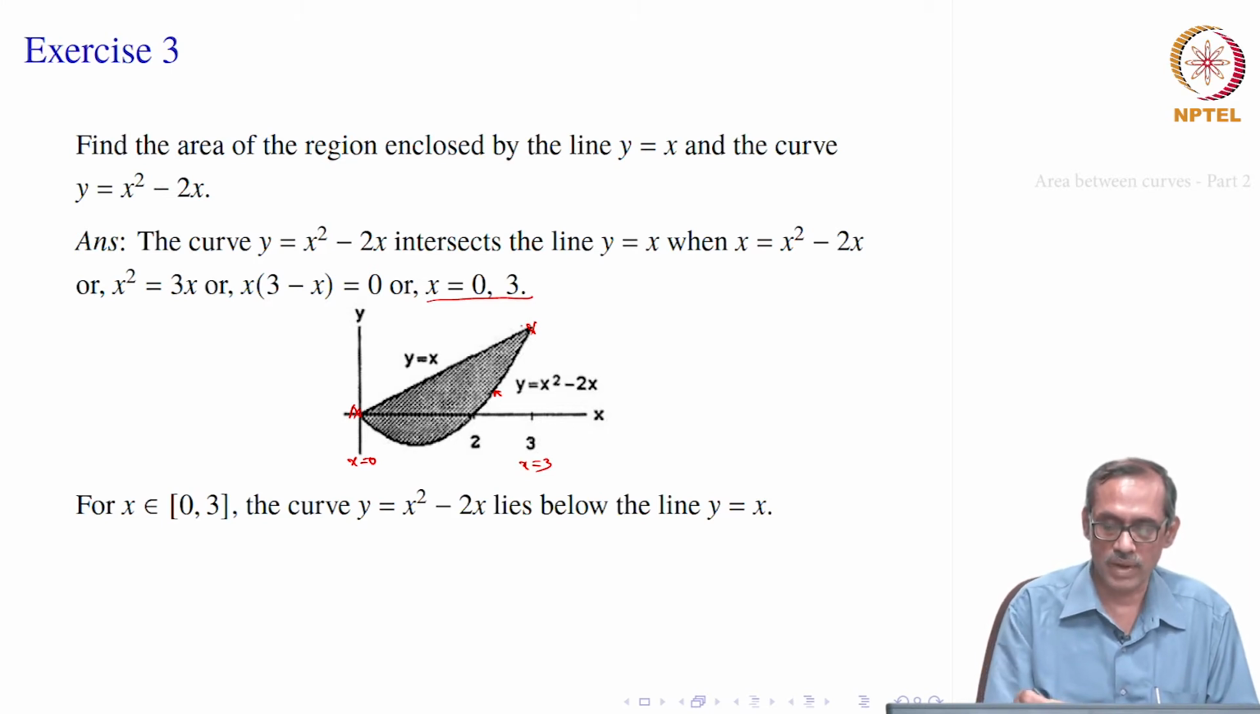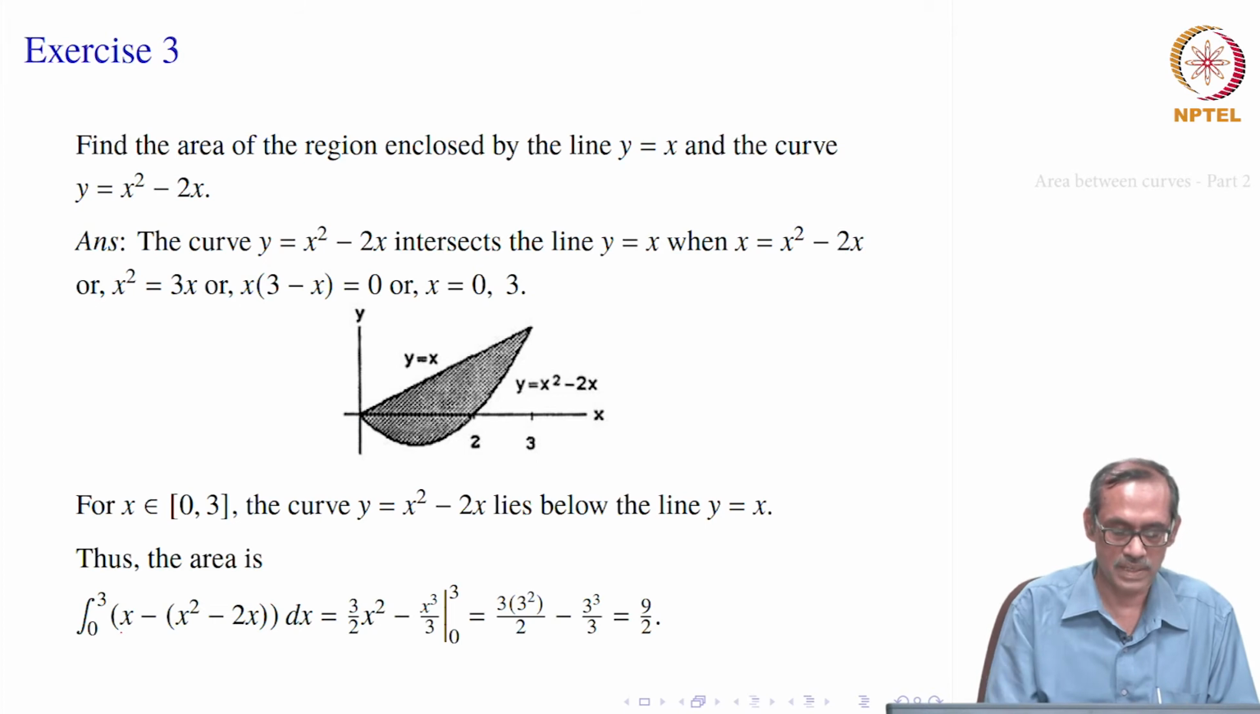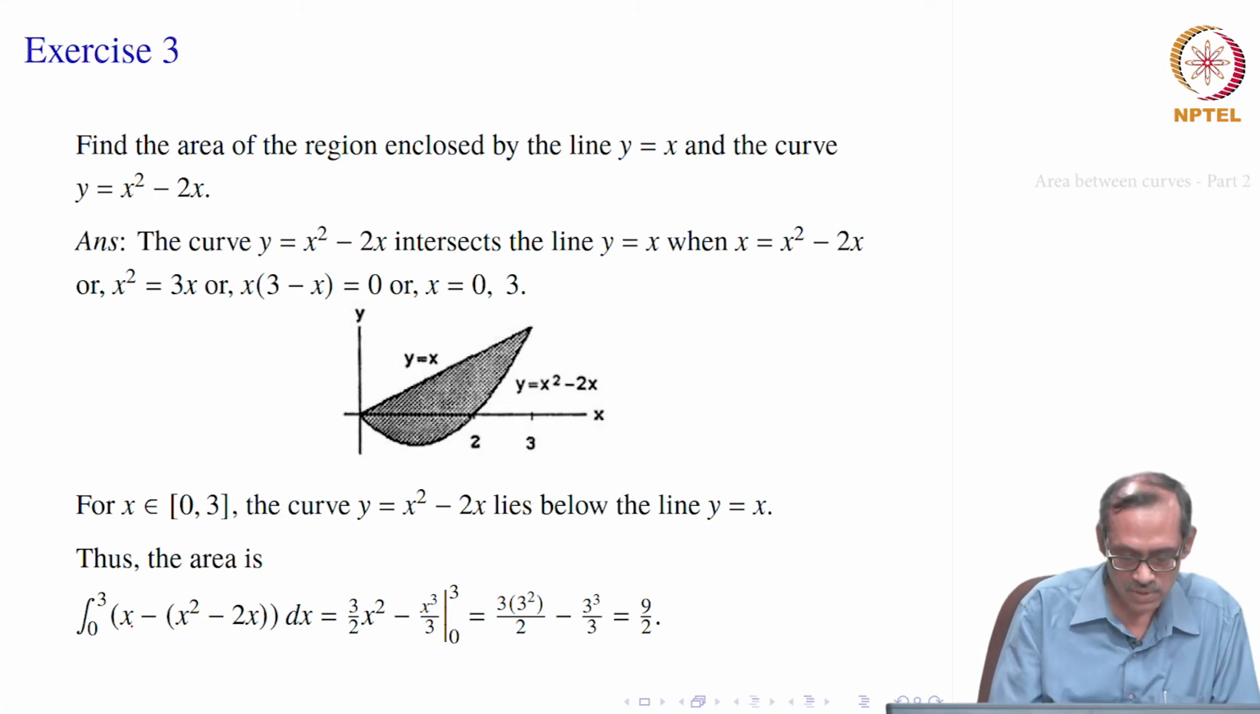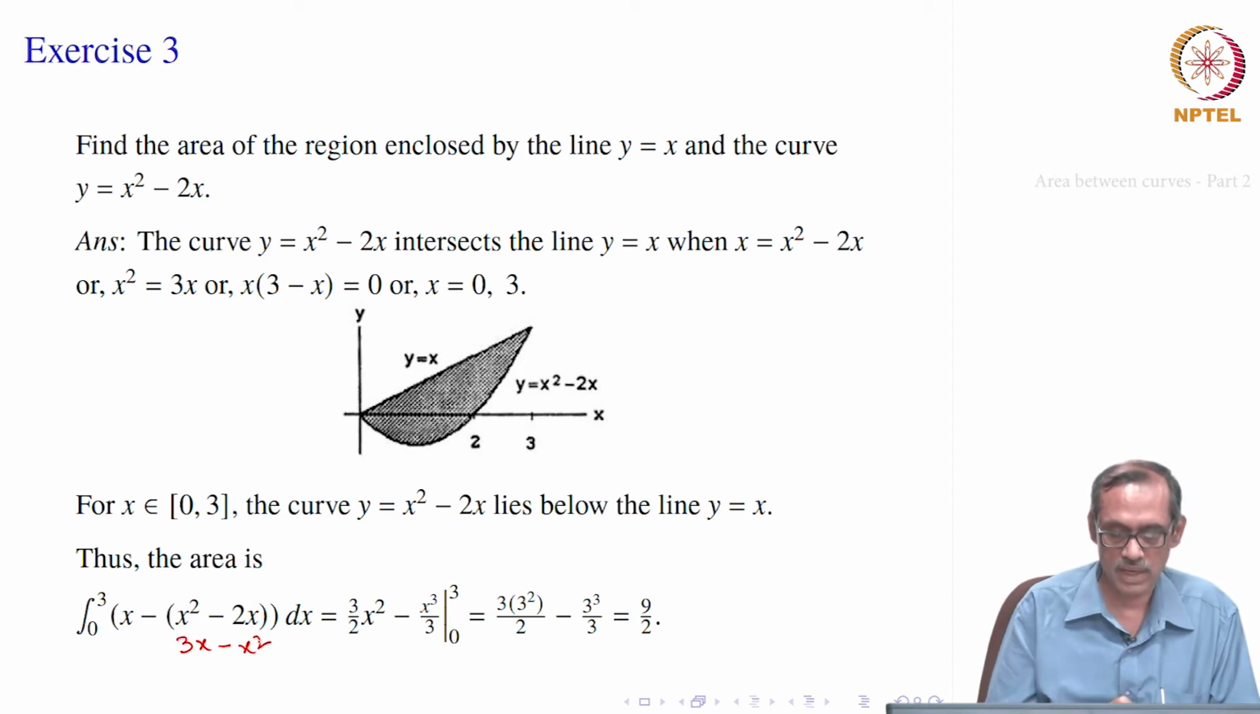And here y equal to x is on the top of the other curve y equal to x square minus 2x. So, it will be fairly straightforward to convert it to an integral. It will be simply the integral from 0 to 3 of x minus (x square minus 2x). So, that gives x minus x square plus 2x, so you get 3x minus x square.